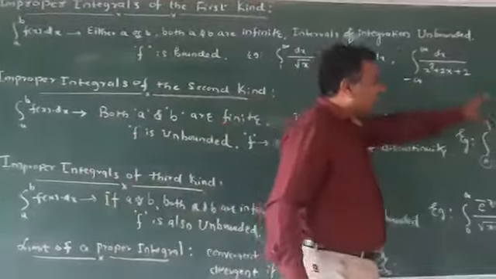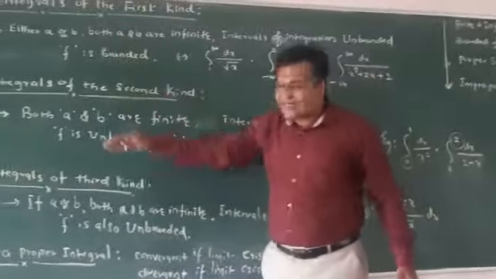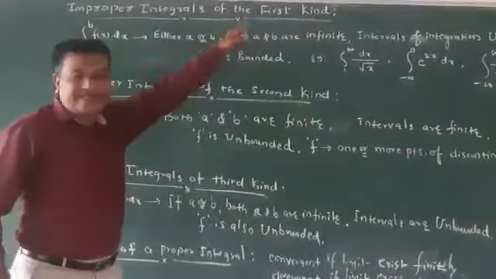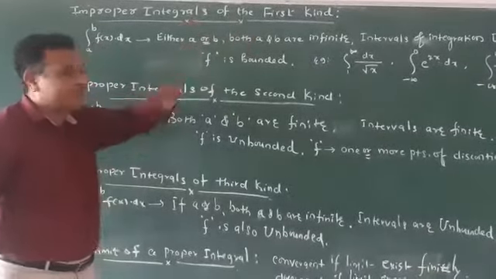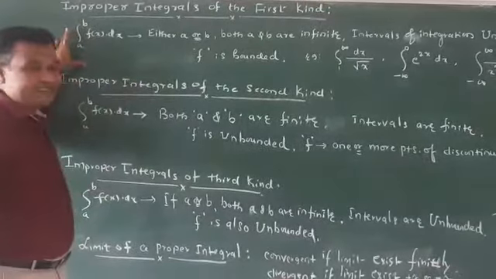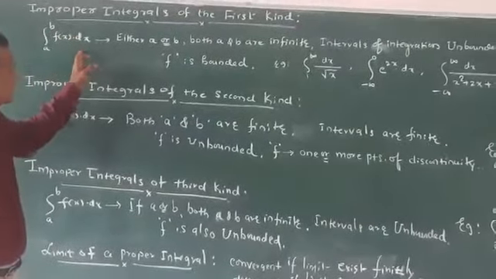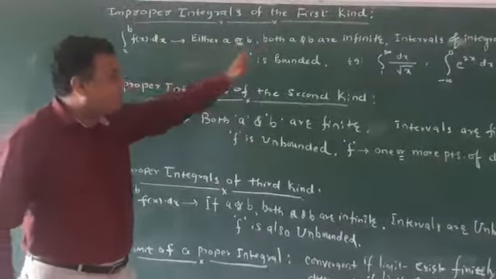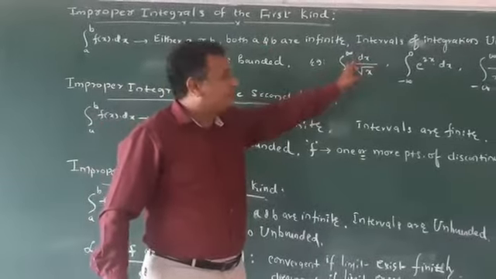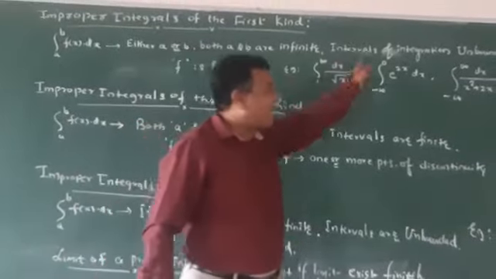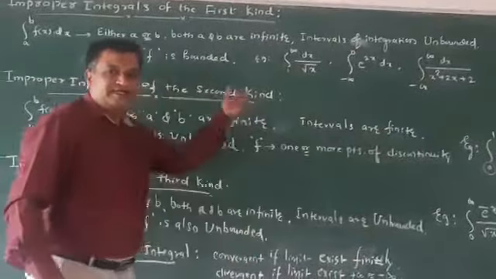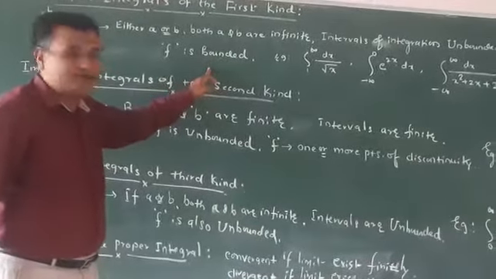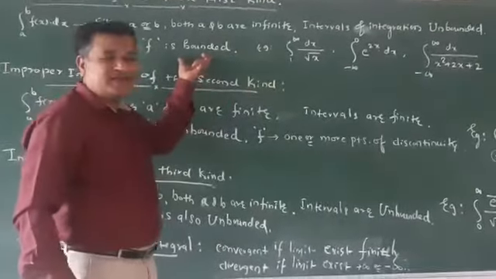So in improper integrals, three different kinds are there. Let us see one by one. Okay, improper integrals of the first kind. Consider this definite integral from a to b of f of x with respect to x. In this, either a or b, either the lower bound or the upper bound, or both a and b are infinite. The interval of integration is unbounded. Here the interval is unbounded, but the function is bounded. Let us see what is unbounded and bounded.